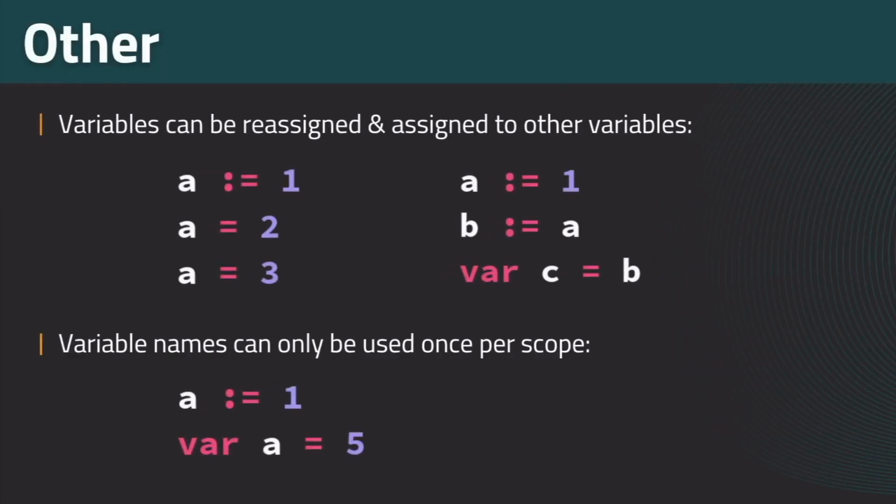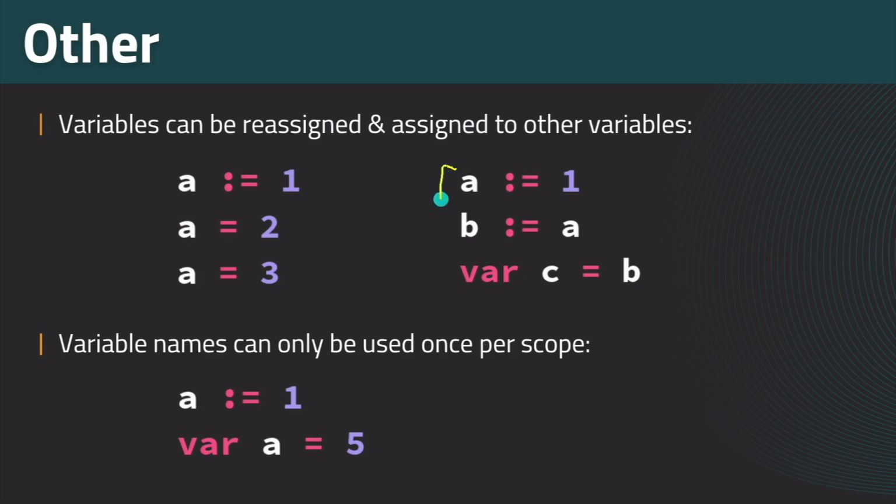Here's a little bit more information about variables. Variables can be reassigned and assigned to other variables. So here we're creating variable A and assigning it the value of 1. Later on in the program, we can then reassign 2 to the value of A. Then we can also assign 3 to the value of A. Remember that this is the create and assign. And since A has been created right here, we no longer need to create it again down here. So we can just use equal to assign it.